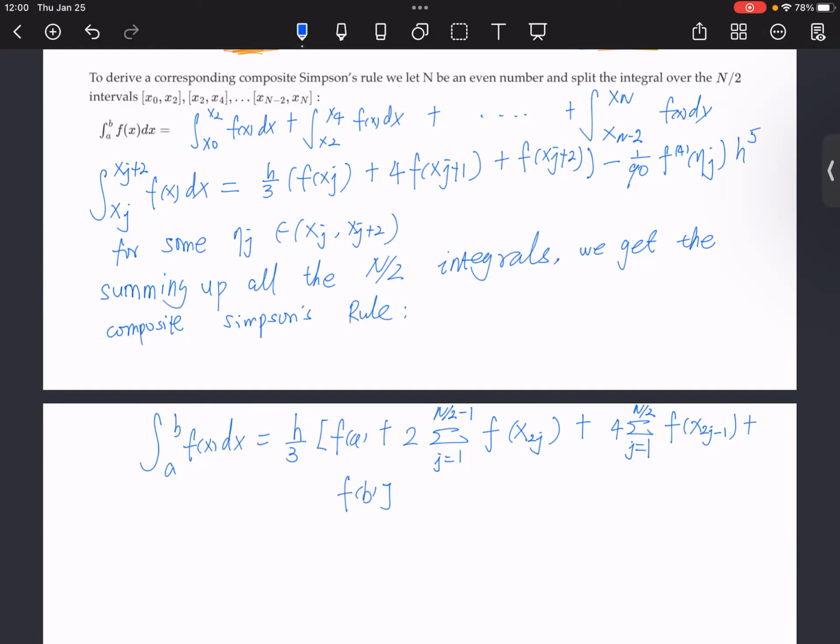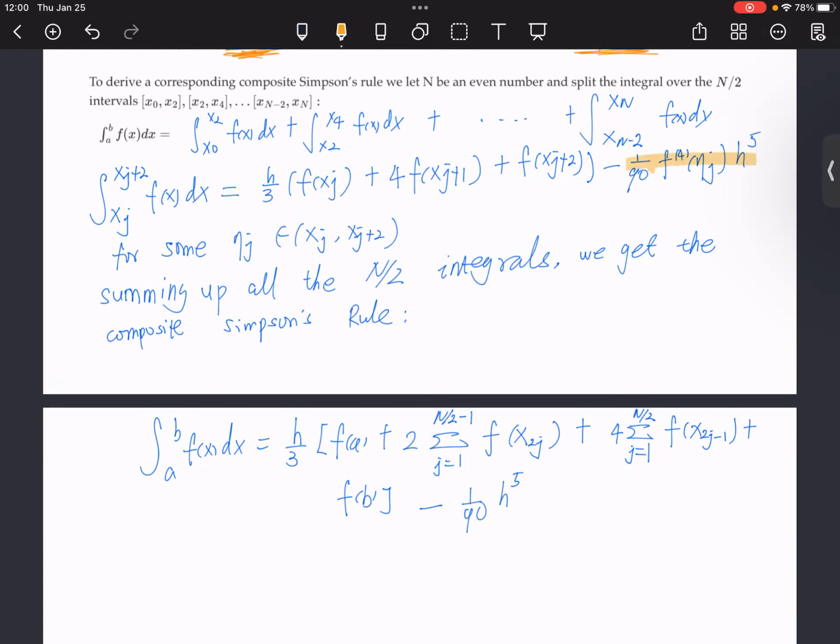And so that's all the things. Is it all the things? This is just the rule, the quadrature rule. And once again, we need to analyze the errors. So for the errors, we are going to sum up all the things. We are going to sum up 1/90 and h^5 here. So this is the error term, and then we are going to sum up all the things.